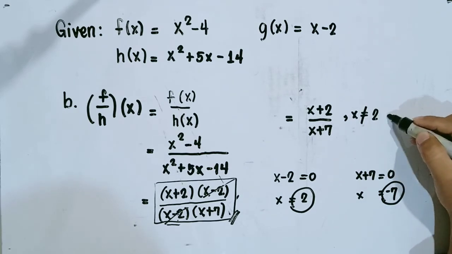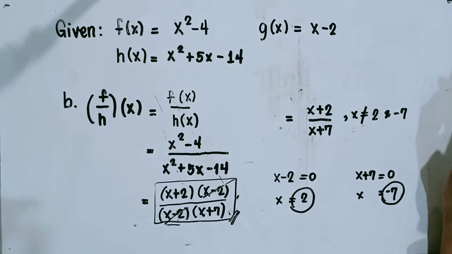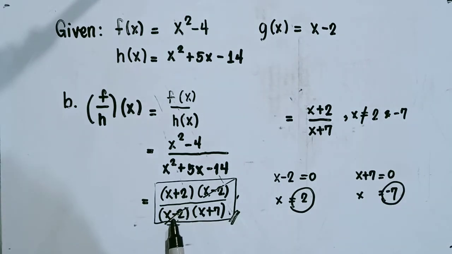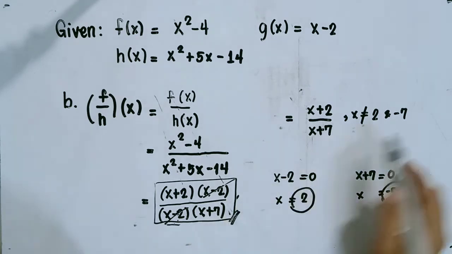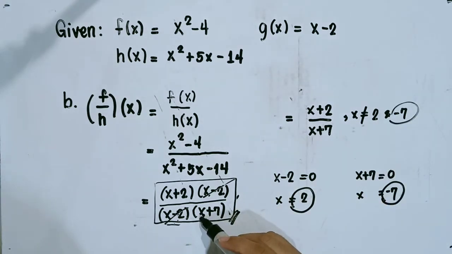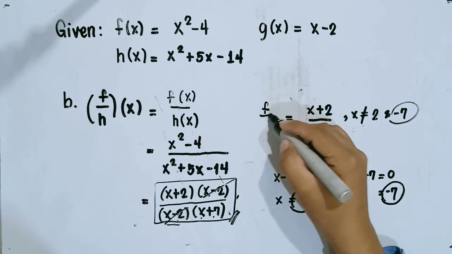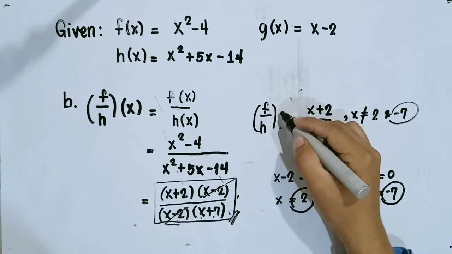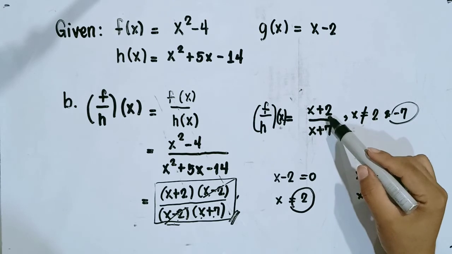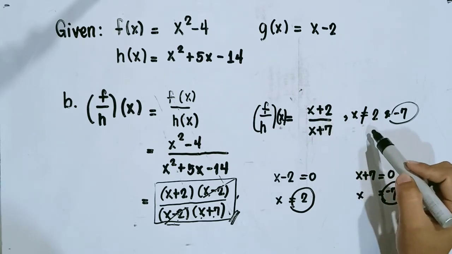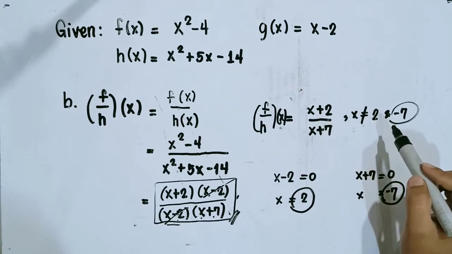We have 2 and negative 7. It is because if we substitute 2 here, the answer will be 0. Why? Because 2 minus 2 is 0. And 0 multiplied by any number is equal to 0 automatically. And if we also have negative 7 here, negative 7 plus 7, the answer is 0. And 0 times any number is 0. So our final answer is f over h of x is equal to x plus 2 over x plus 7, wherein x is not equal to 2 and negative 7.